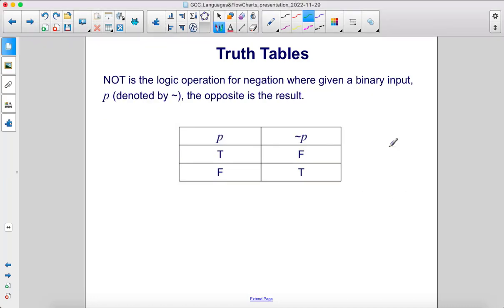Not is the logic operation for negation, where given a binary input P, the opposite is the result. So we have a little tilde here as our symbol to mean not P. So if P is true, not P is false. If P is false, not P is true.